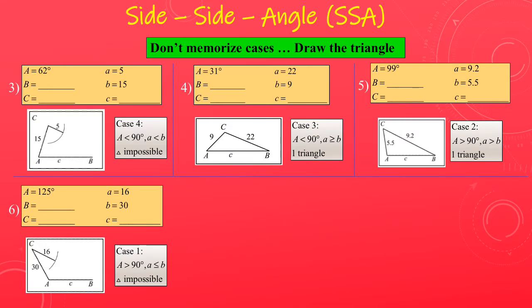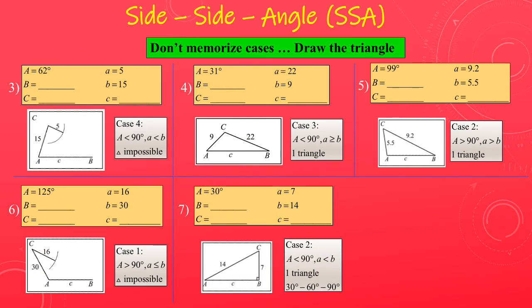In number 6, we're told that A is 125 degrees with little a equals 16 and little b is equal to 30. Drawing the picture, angle A is fixed, meaning that the 30 is fixed. It should be clear that it is impossible to draw a line of length 16 down to line segment AB. No matter where we draw it along that arc, it will be impossible to reach line segment AB. So this is case 1, where the angle is greater than 90 degrees and little a is less than or equal to little b. The triangle is impossible.